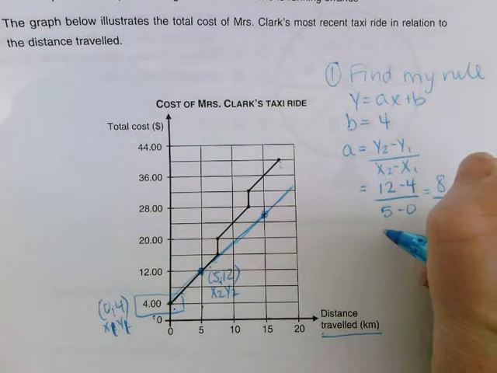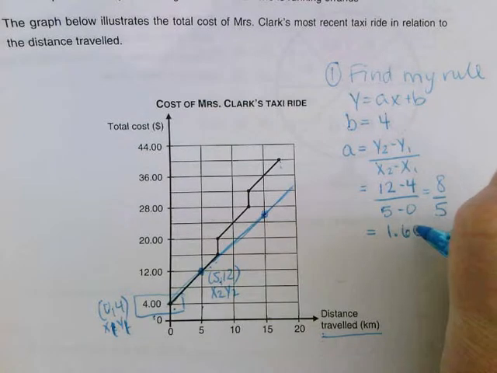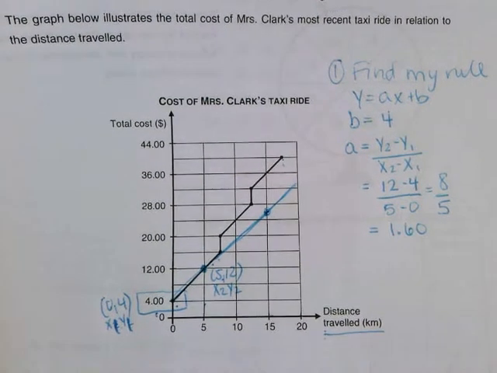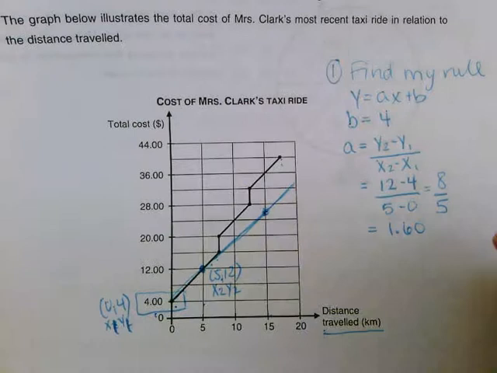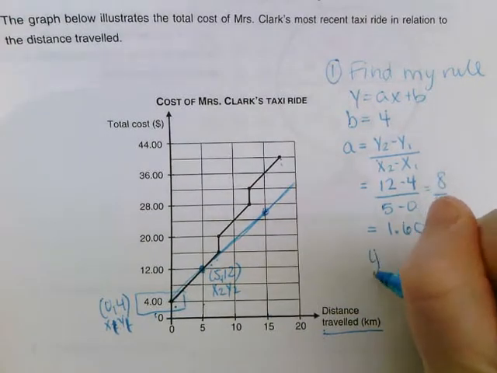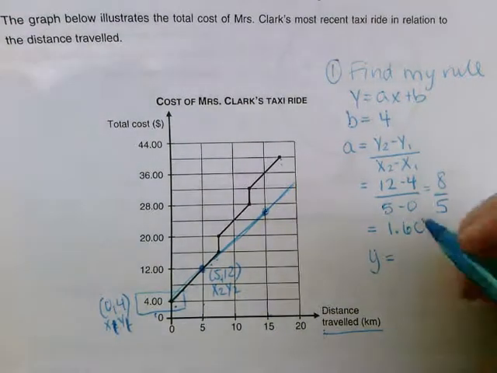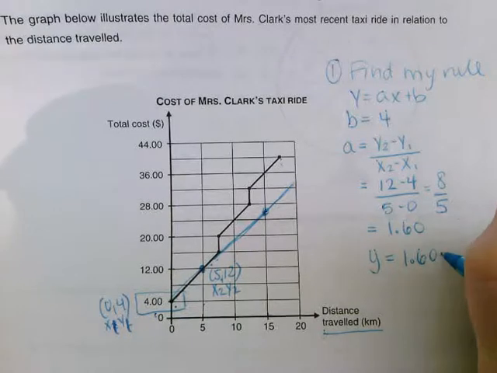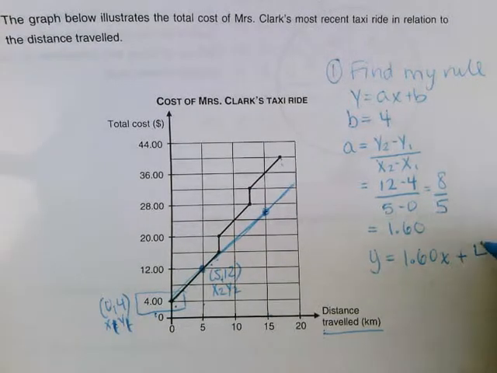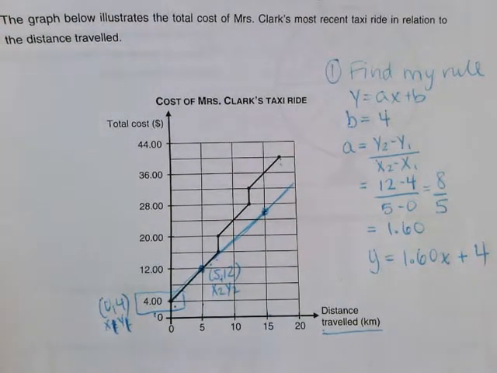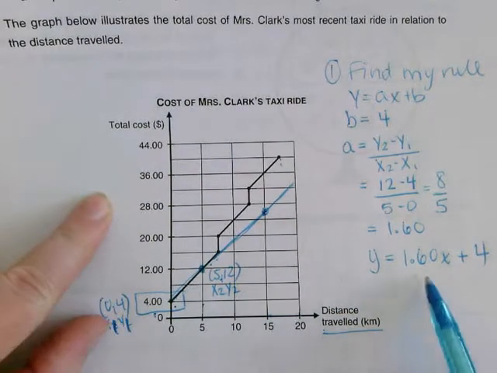So this is going to be $1.60. Okay, and we are talking about cost here. So now my rule is that the cost is $1.60 per kilometer plus $4 that you have as the initial fee when you get into the taxi. Okay, so I'm going to move over to the other side and write some stuff on this side, but I am going to take this rule with me.